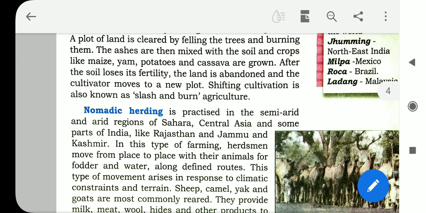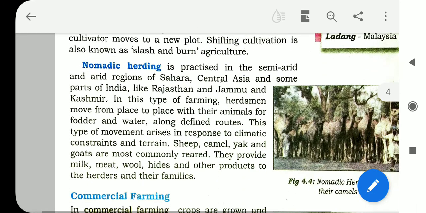Sheep, camel, yak, and goats are most commonly reared. These are the types of animals they keep with them. They provide milk, meat, wool, hides, and other products to the herders and their families. So from this, they earn money to support their family for their economic needs.